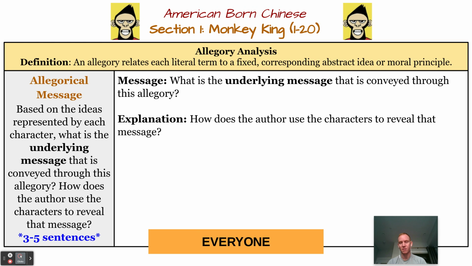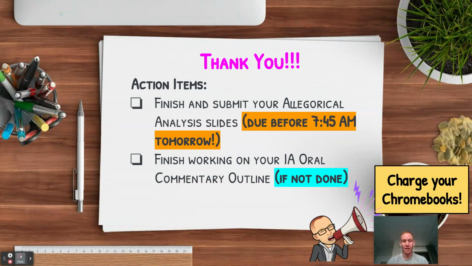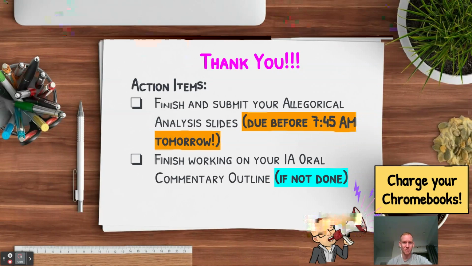Once you finish with that, you're going to want to make sure that you submit your allegorical analysis slides. Again, everybody needs to turn that in individually. It's not one person per group. Everyone turns it in themselves, their own copy of it. So you need to make sure all of your slides are finished. That is due before 7:45 a.m.